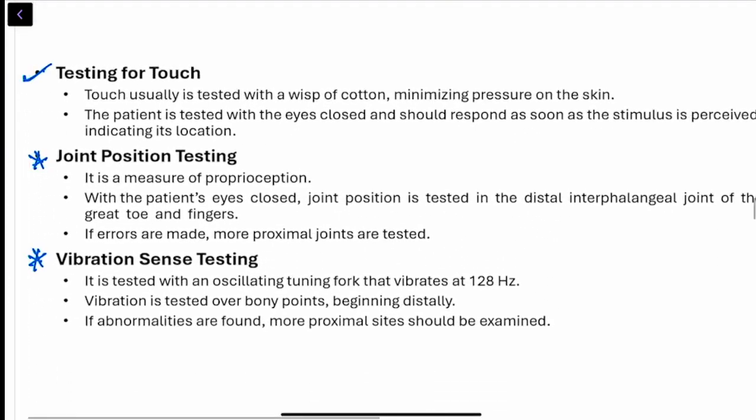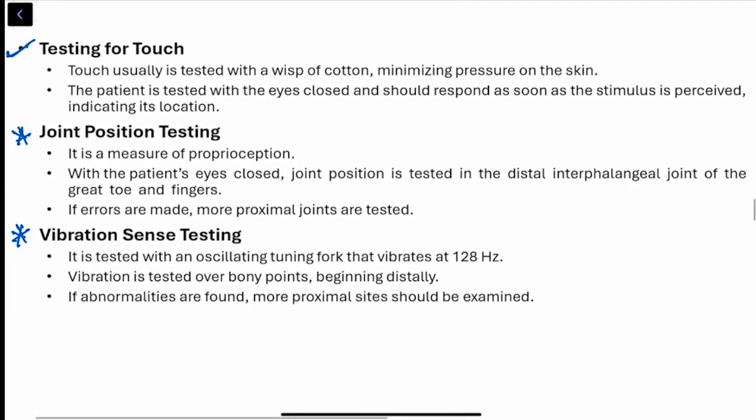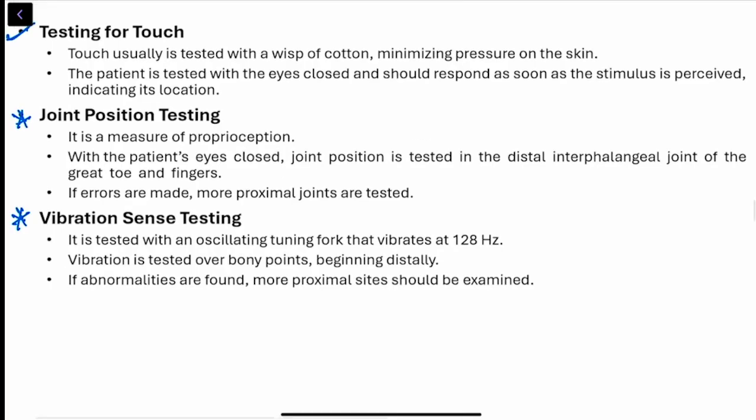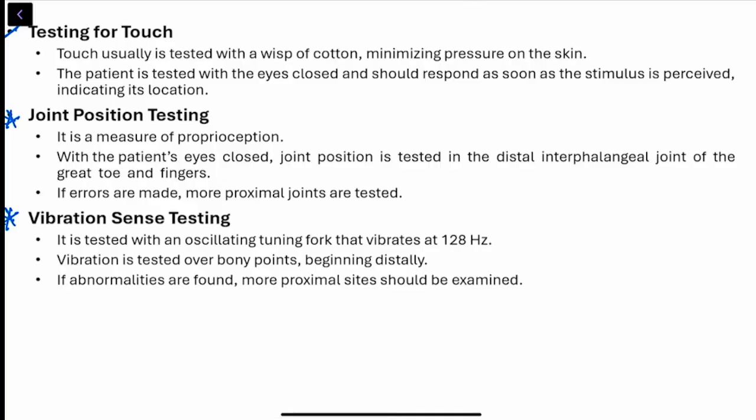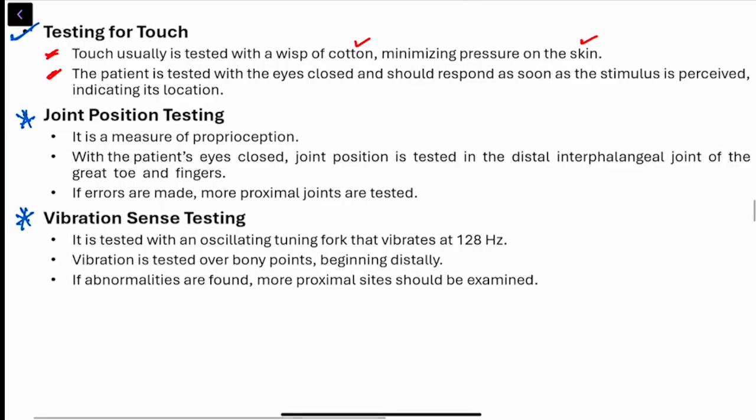Testing for touch. Touch is usually tested with a wisp of cotton, minimizing the pressure on the skin. The patient is tested with the eyes closed and should respond as soon as the stimulus is perceived, indicating its location. Now, joint and position testing. It is a measure of proprioception.